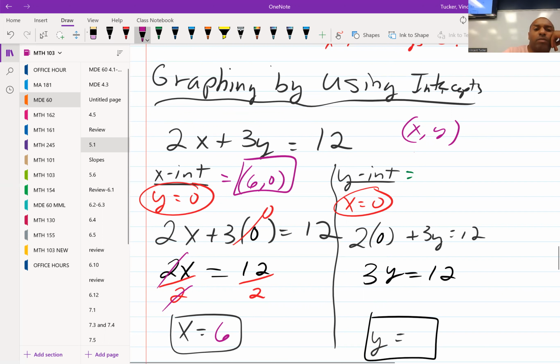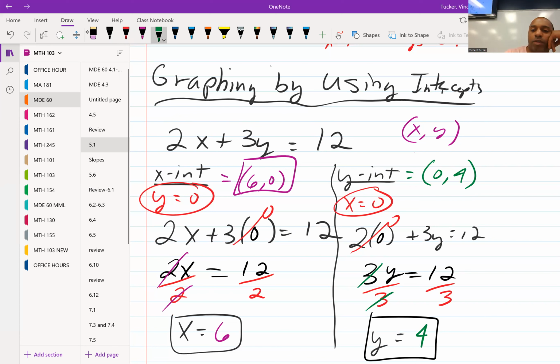Then for your y-intercept, you let x be equal to 0. So 2 times 0 is 0. That leaves you with 3y equal to 12. Divide both sides by 3. The 3's cancel, and 12 divided by 3 is 4. Ordered pair here, be careful. x is 0, so that means the 0 has to come first. So that's (0, 4).